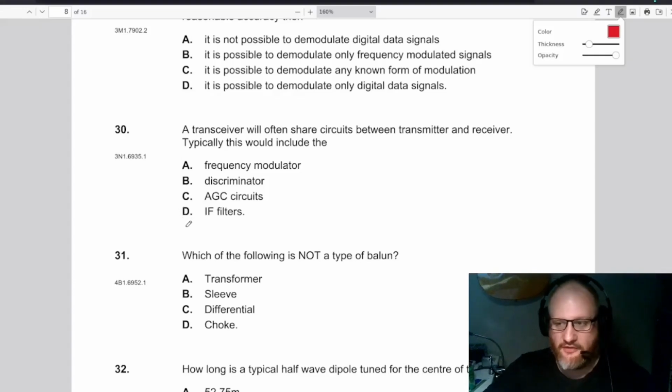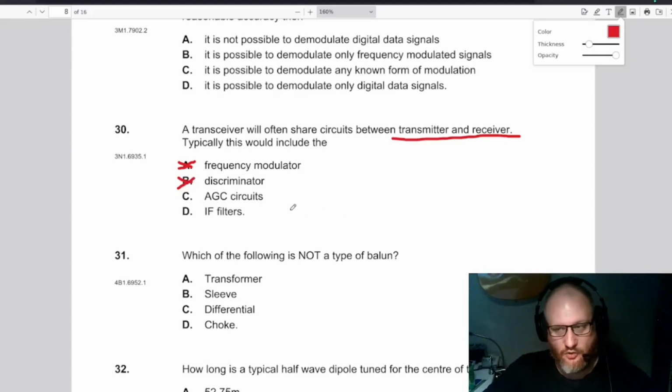Well, let's think about the things that would exist in both a transmitter and a receiver. Well, a frequency modulator, that's going to exist in a transmitter, but it's not necessarily going to exist in a receiver, so it's not something that a receiver can make use of. You'll find one in a transceiver somewhere, but it's not shared between those two functions. A discriminator is really the opposite of what a frequency modulator is doing, so it's something that is demodulating a signal, and that's going to be present in the receiver, but it's not necessarily going to be something that the transmitter is going to be able to use, so we can scrub that one out as well.